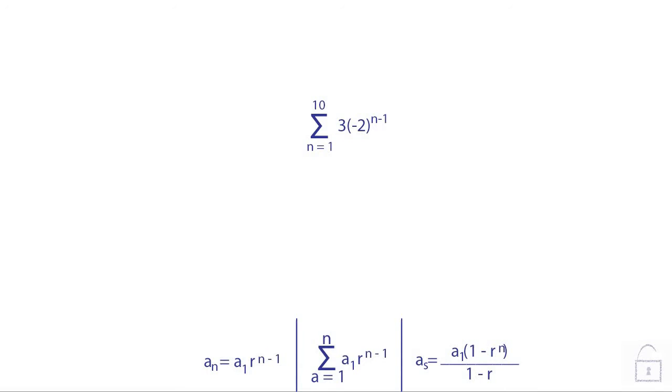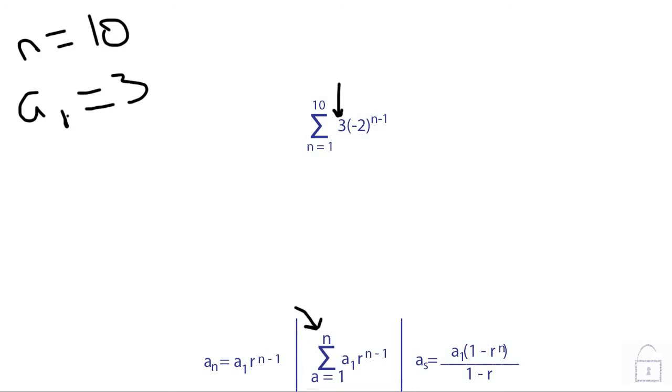Now, it looks a little bit crowded and a little bit weird, so let's figure out what all these values mean. First, looking up here, we've got this 10 value. That 10 is our n value, the number of terms, so n is equal to 10. Second, the 3 right there is our a1 value, so a1 is equal to 3. Next, the negative 2 is our common ratio, also known as our r value, so r is negative 2.